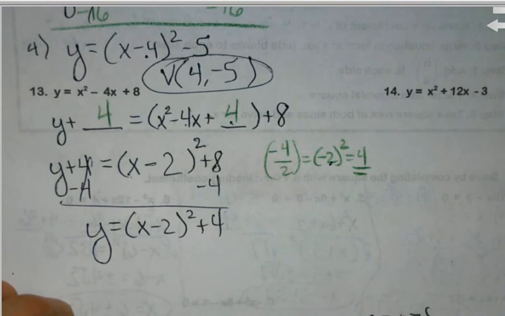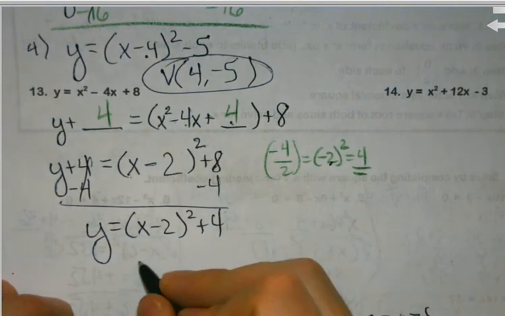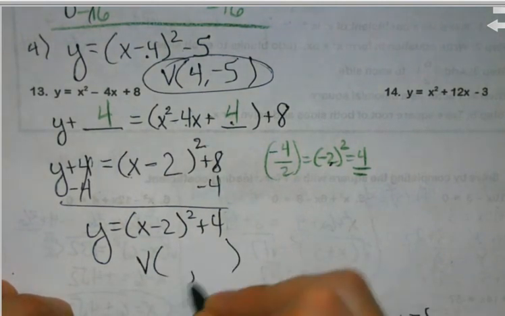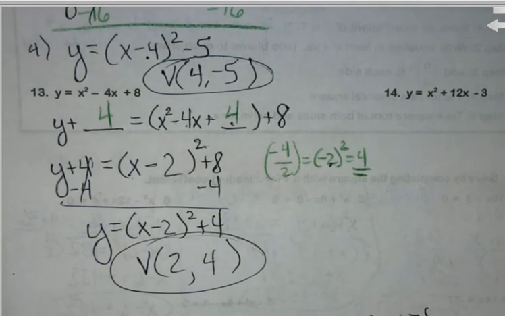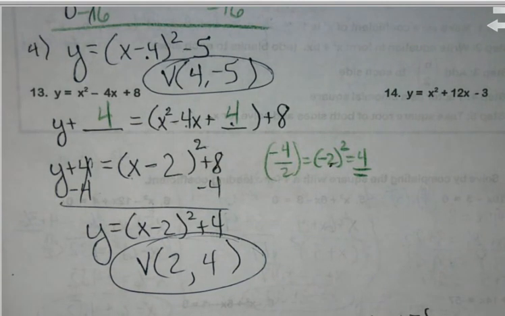I've got my vertex form. And what was that going to make my vertex equal to? 2, 4. Okay. So that preps you now for those last 3 in the assignment to kind of let you see how that's going to work.